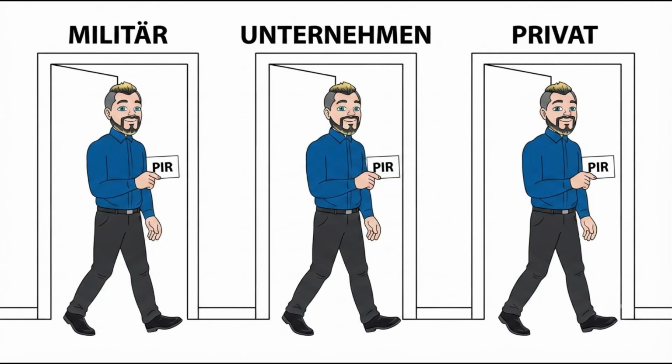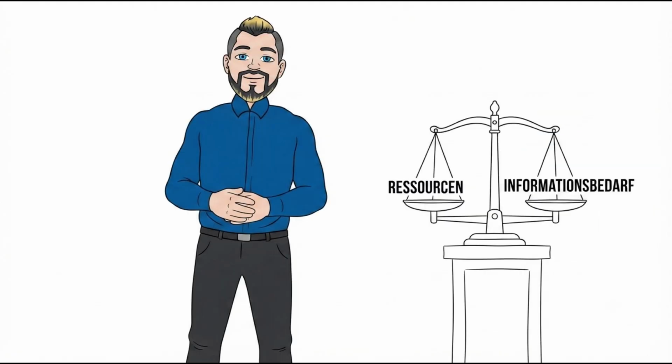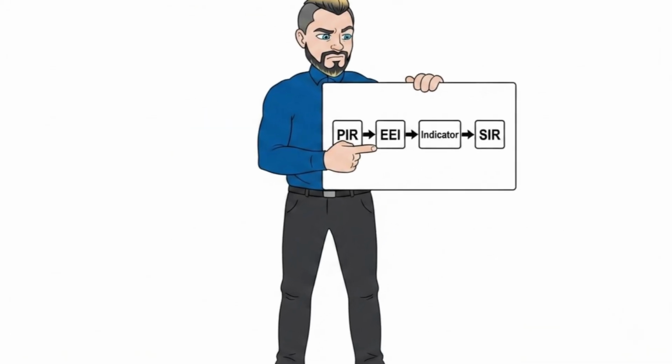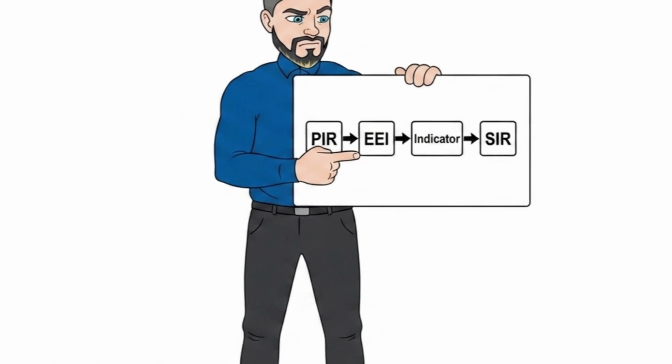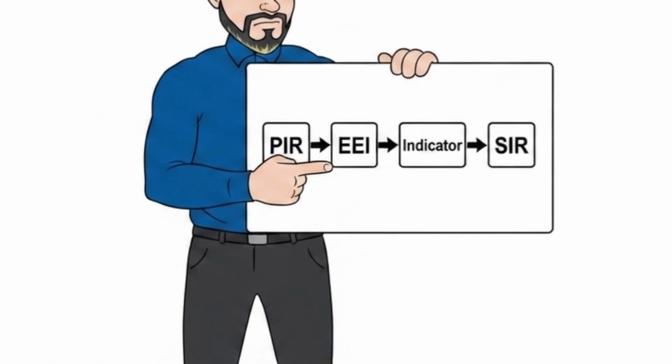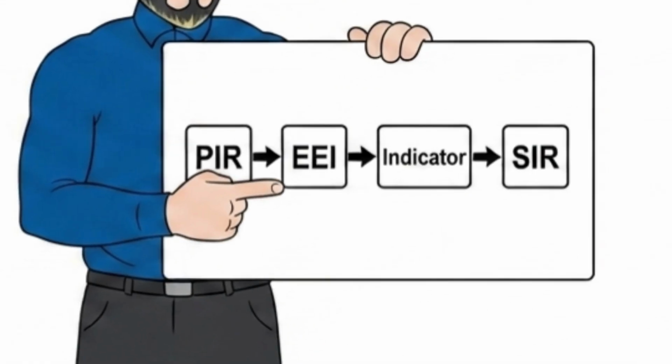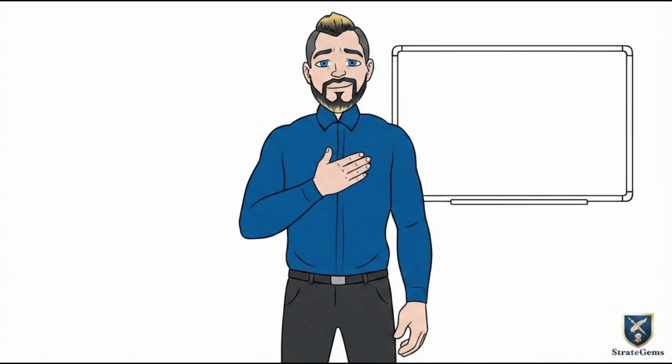The PIR process itself is universal. Whether you are running a company, planning a business trip, or simply trying to make better decisions, the logic is the same. Intelligence doesn't mean omniscience. It means concentrating available resources on the questions that actually matter. One last recap: PIR leads to EEI, EEI leads to indicators, indicators lead to sensors, sensors deliver data, data becomes intelligence, and intelligence leads to decisions. Better decisions, hopefully, which was the point of this video all along.